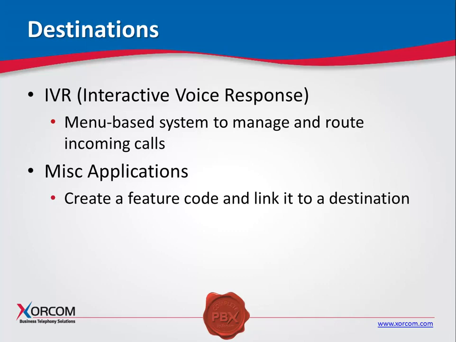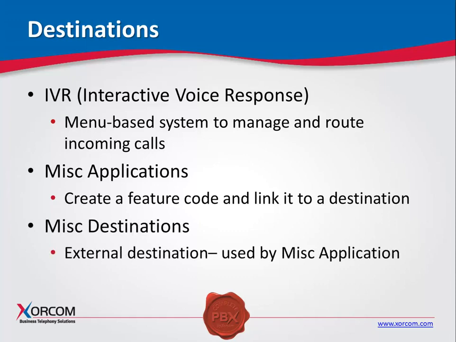Miscellaneous applications provide an option to create a feature code and link it to a destination. Miscellaneous destinations are external destinations which are used by the miscellaneous application to direct the call. For example, you could define the CEO's cell phone as a miscellaneous destination and associate it with a miscellaneous application that would add a short dialing code, such as 333. If the CEO's cell number changes, the 333 dialing code would still reach him, after you update the destination, of course.